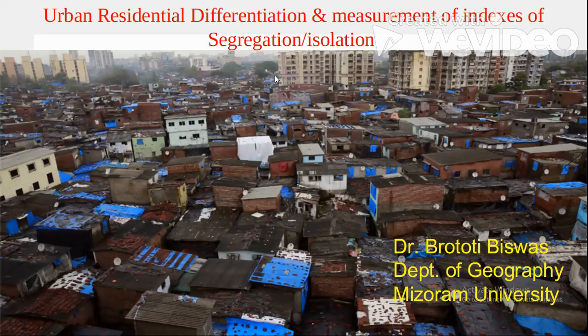Today we will see another aspect of urban geography, which is urban residential differentiation and the various segregation measures. We call them index of segregation or index of isolation. So these are the measurements of segregation. So what is segregation or what is residential differentiation?